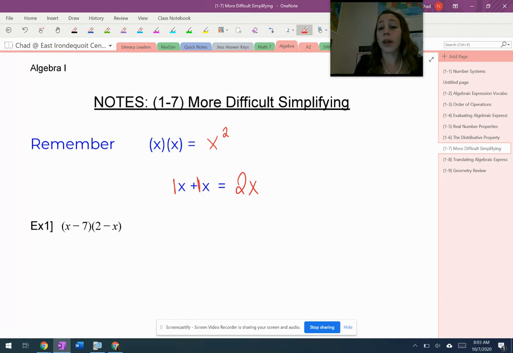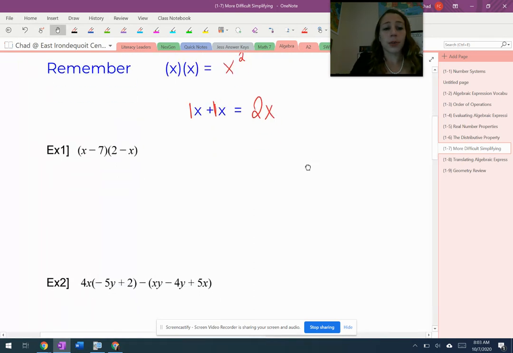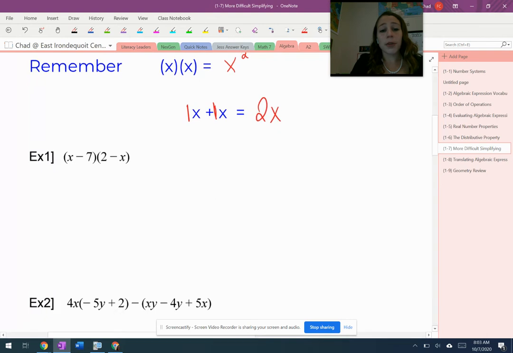So keep that in mind. Also, don't forget about like terms. I cannot add x's with x squareds. They have to have the same exponents and variables. So let's take a look at this first example here. This one might be familiar from 1-6.